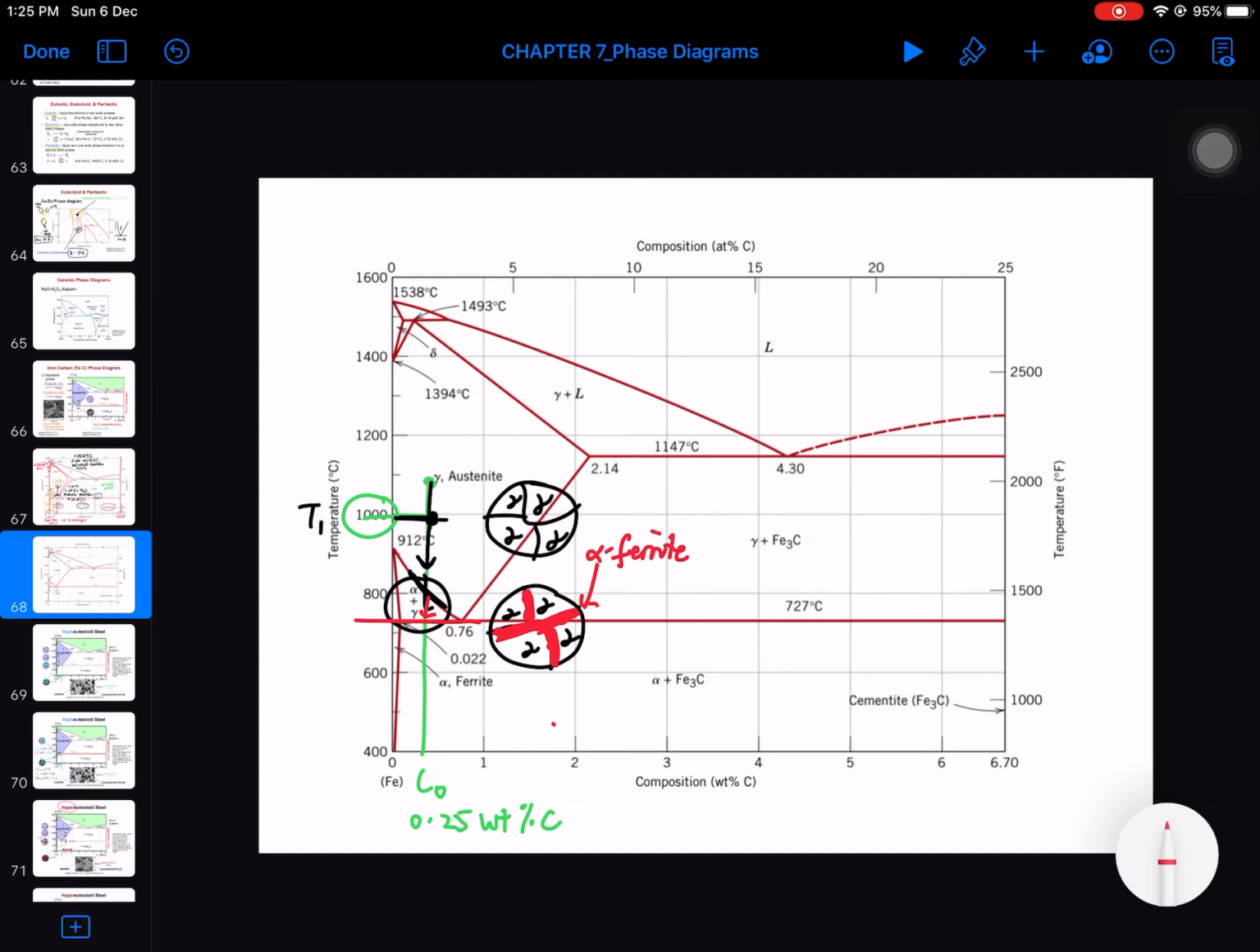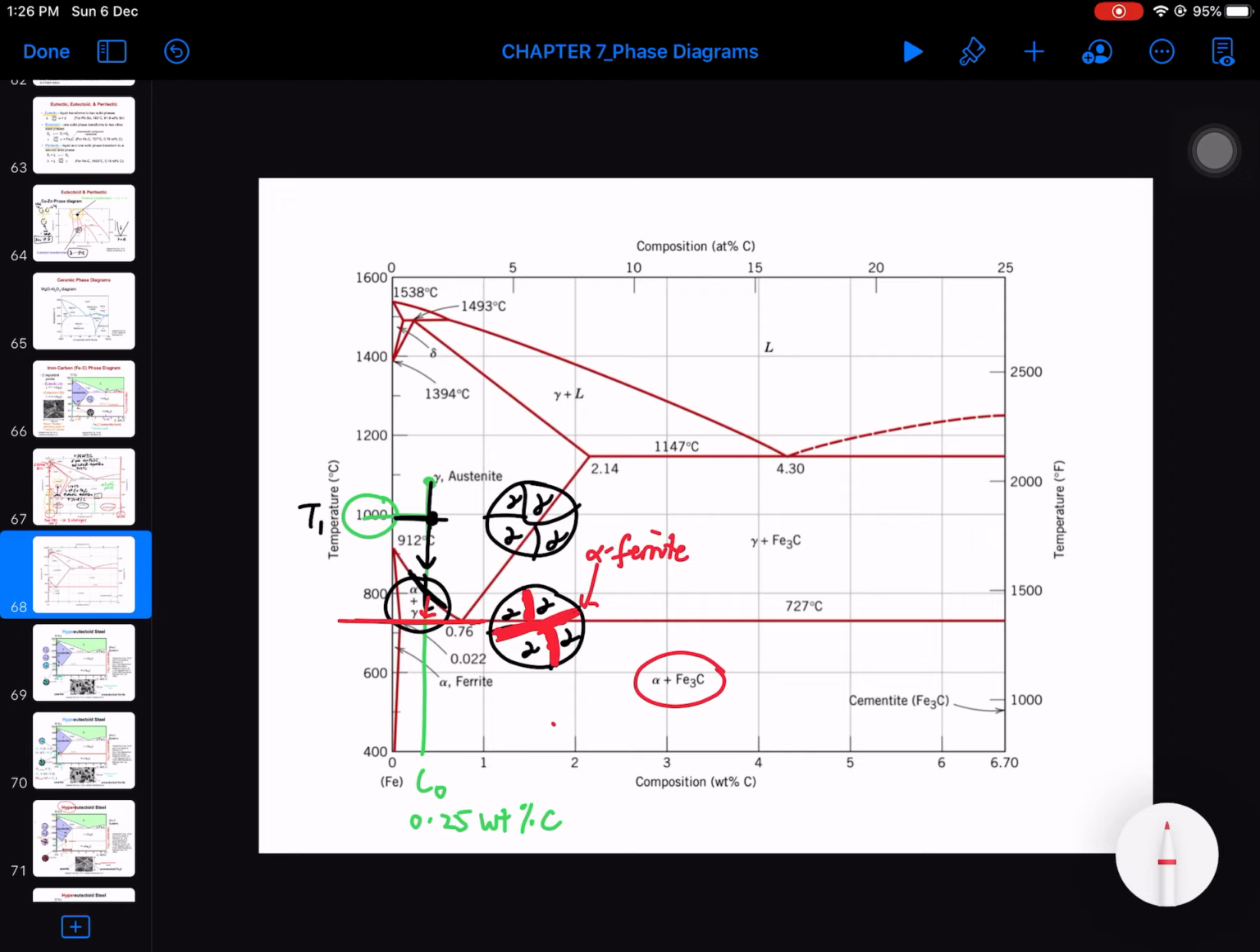Once it crosses this line at 727 degrees centigrade, which is the eutectoid temperature, it will go into another phase, which is called the alpha plus cementite phase. Now, the transformation that takes place in the iron and iron carbide phase diagram, as far as the steel industry is concerned, always starts from austenite. It will be the austenite that is going to transform into something else upon cooling.